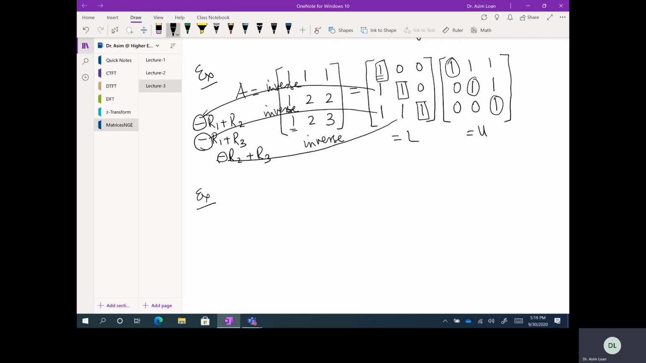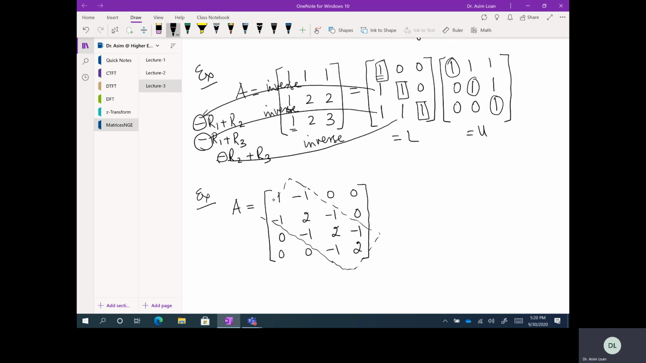Another example. A equals 1 minus 1 0 0, minus 1 2 minus 1 0, 0 minus 1 2 minus 1, 0 0 minus 1 2. So this is a band matrix. If you look at here, this is a band matrix.